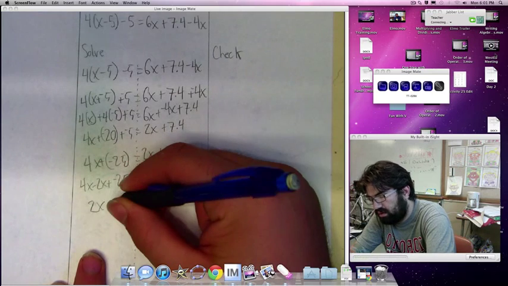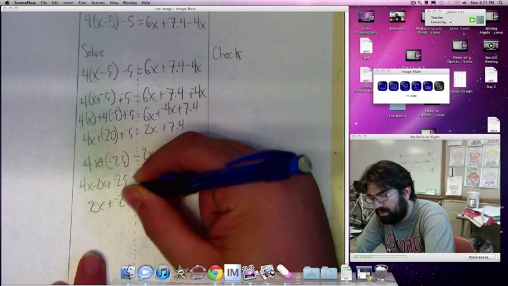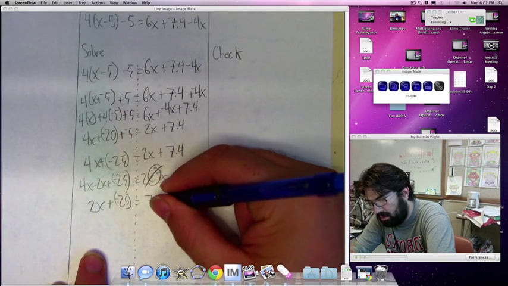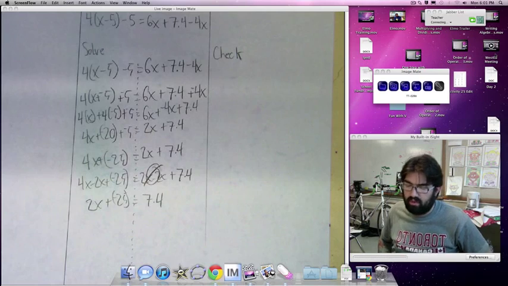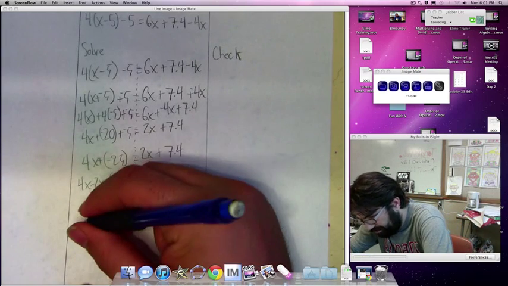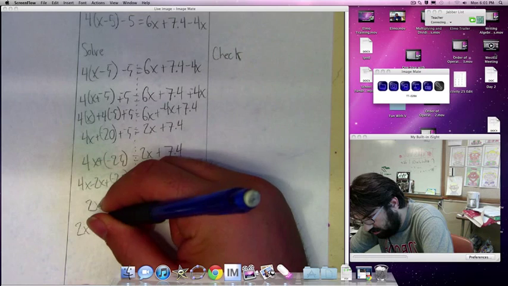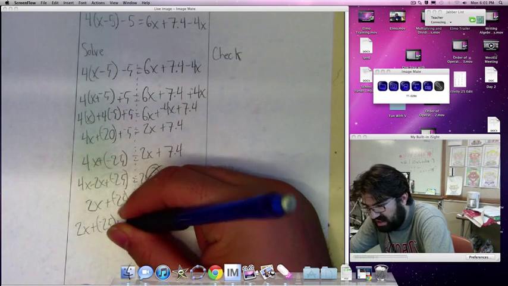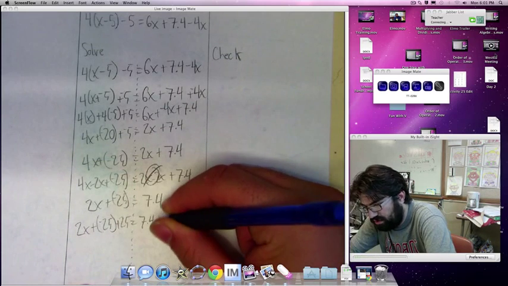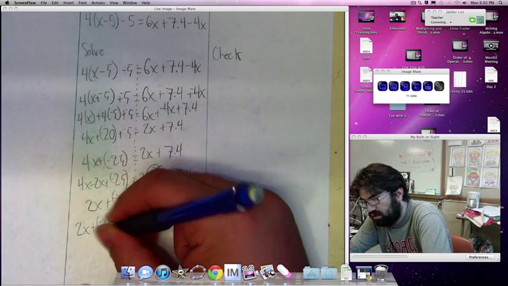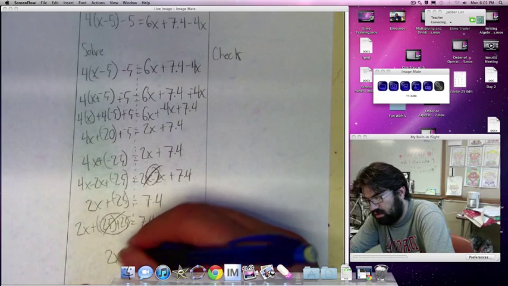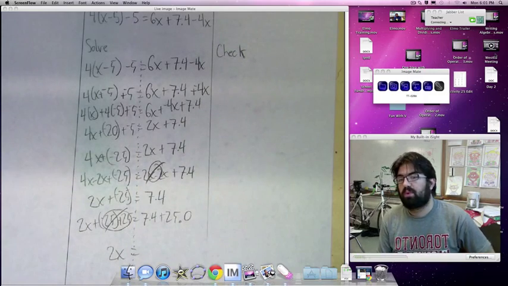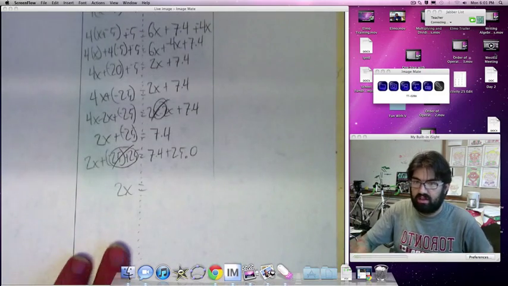So I have 2x plus -25, and I'm keeping those parentheses on it just to make it look good. It's equal to 7.4. I'm going to rewrite. Well, the opposite of -25 is +25. Remember, this is 0.0, 25.0. So we're just going to add together.